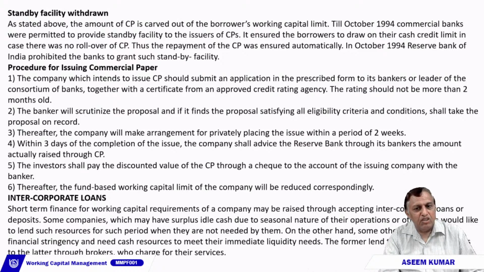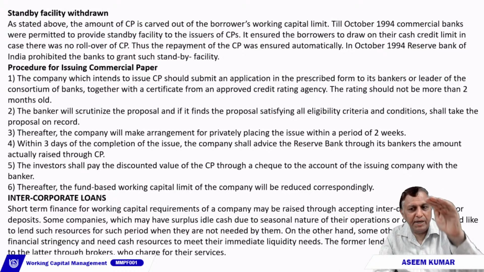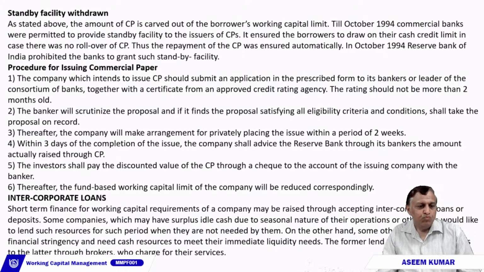Thereafter, the company will make arrangements for privately placing the issue within a period of 2 weeks. Then, within 3 weeks of the completion of the issue, the company shall advise the Reserve Bank through its bankers the amount actually raised through commercial papers. The investors shall pay the discounted value of the commercial paper through a check to the account of the issuing company with the banker. Thereafter, the fund-based working capital limit of the company will be reduced correspondingly. So the banker is coming out to be one of the regulators in this case.